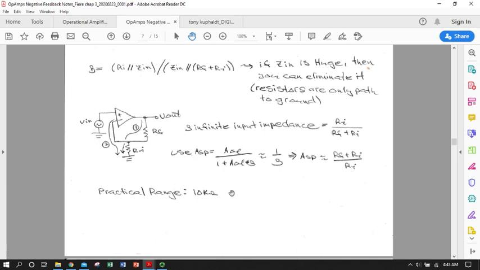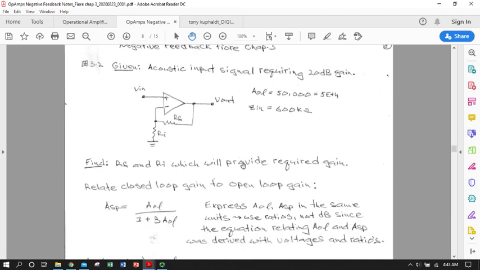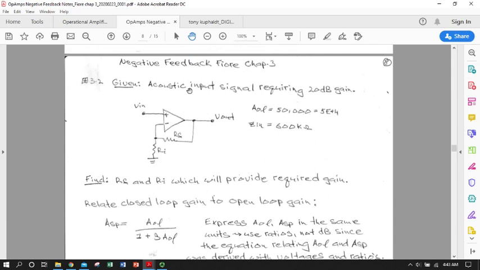Note that practical ranges for these resistors should be in the 10K to 100K range. That's something you'll see in our textbook. So that's the recommended range based on most practical op amp characteristics. So we can do a quick example of that, and we'll maybe take a break.